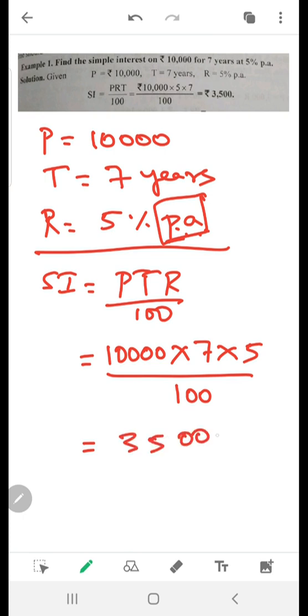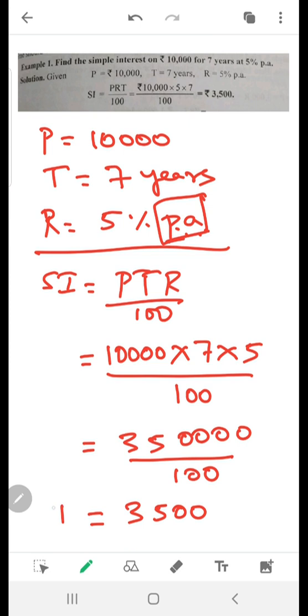divided by 100, so 3,500. This will be the interest, that is simple interest for 7 years.